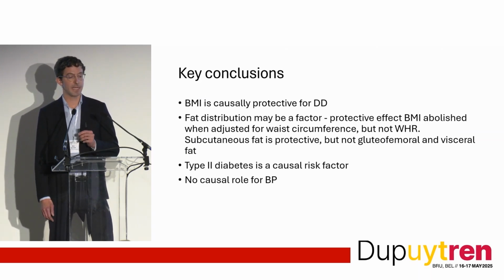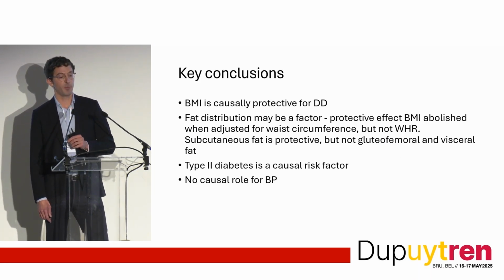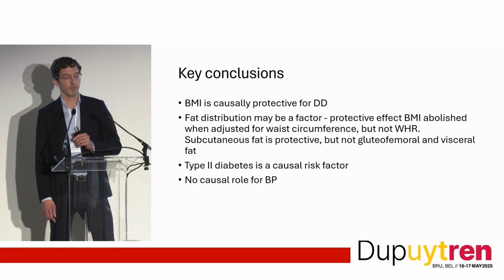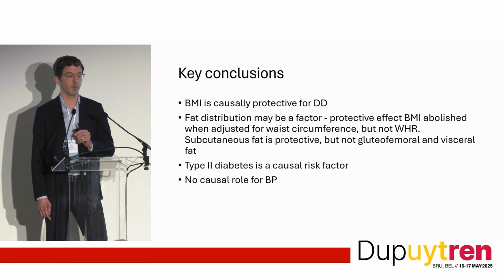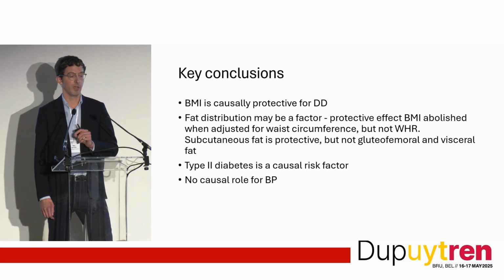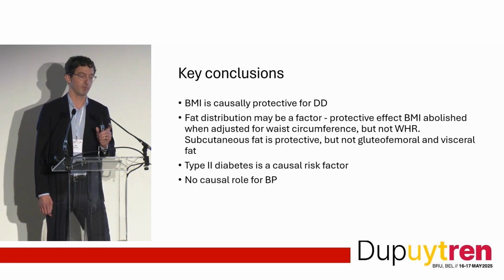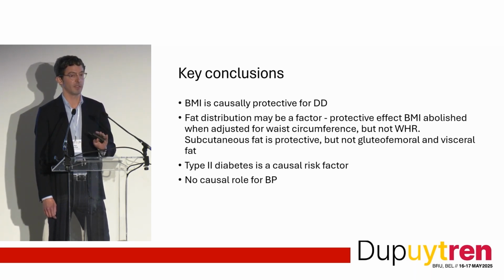So the key conclusions are that, as we've seen in previous observational and Mendelian randomization studies, BMI is causally protective. Interestingly, fat distribution may be a factor, with the protective effect of BMI abolished when adjusted for waist circumference, but not waist-to-hip ratio. Subcutaneous fat is protective, but not gluteofemoral or visceral fat, with gluteofemoral fat generally seen as metabolically positive, visceral fat metabolically negative, and subcutaneous fat typically metabolically neutral.